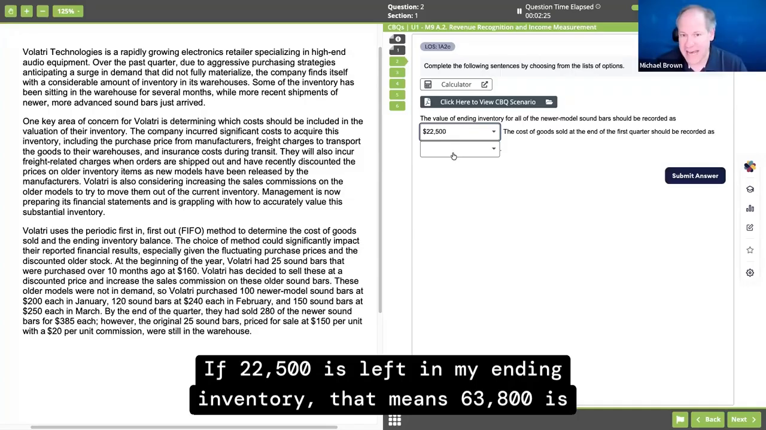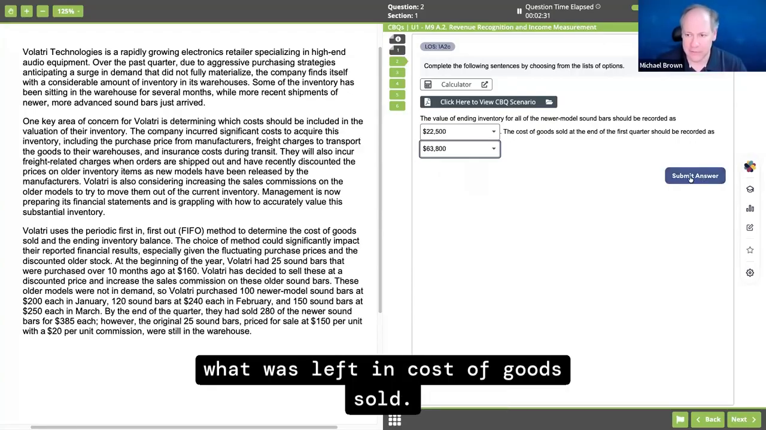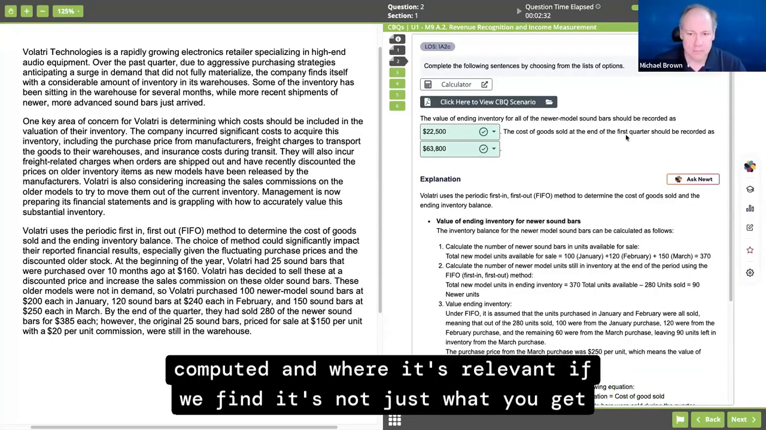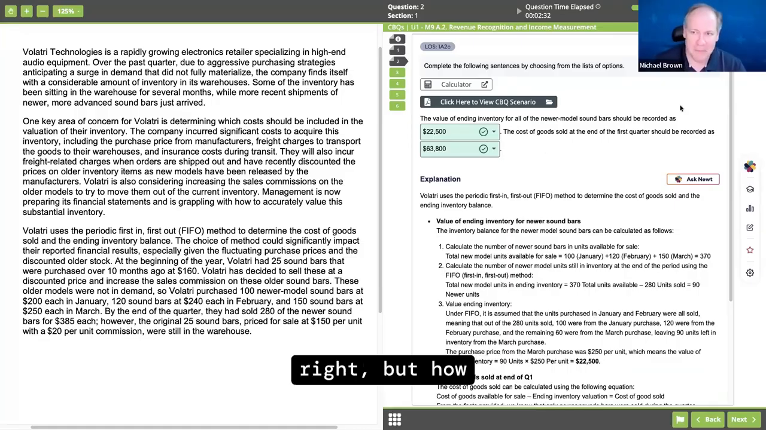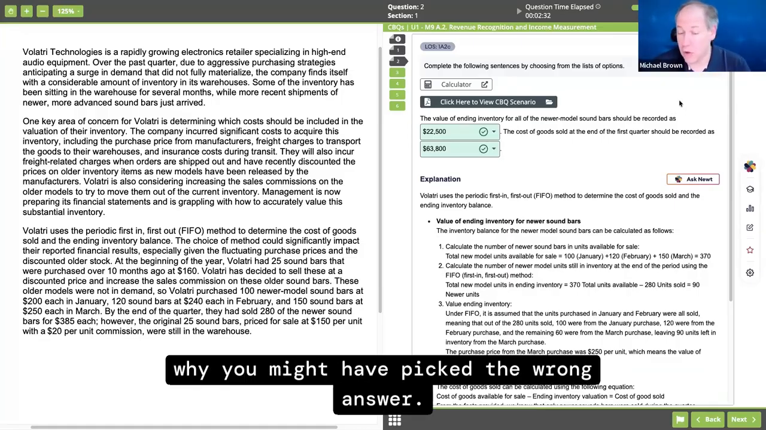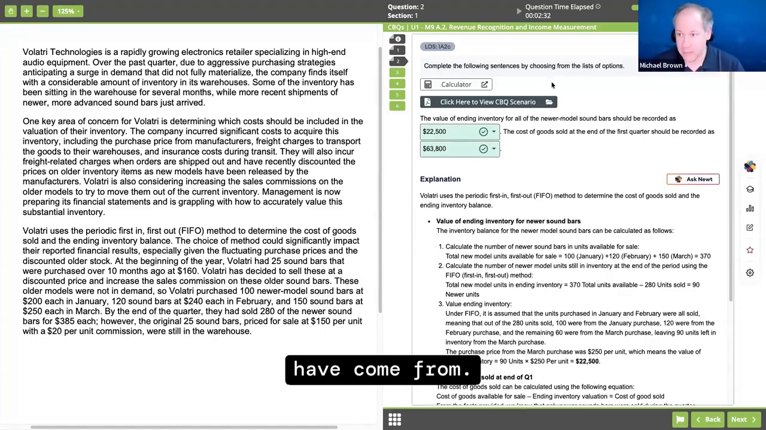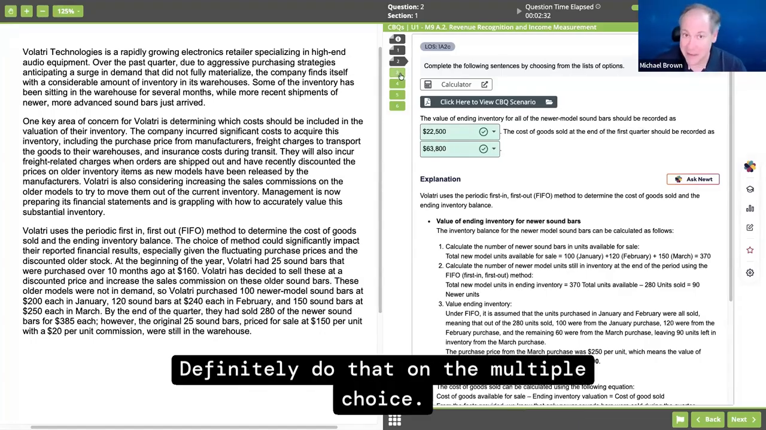If $22,500 is left in my ending inventory, that means $63,800 is what was left in cost of goods sold. And again, the explanation will walk you through how those are computed and where it's relevant. If we find it's not just what you get right, but why you might have picked the wrong answer, it will try to provide feedback as to where those wrong answers may have come from. We definitely do that on the multiple choice.